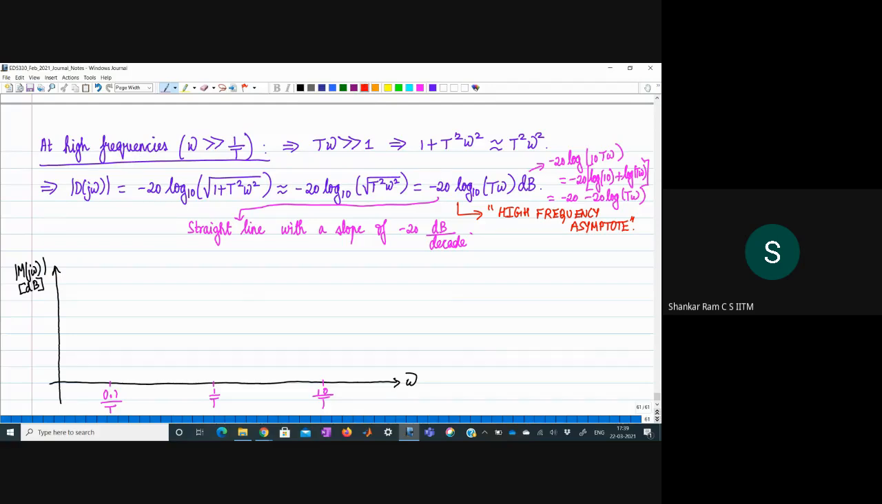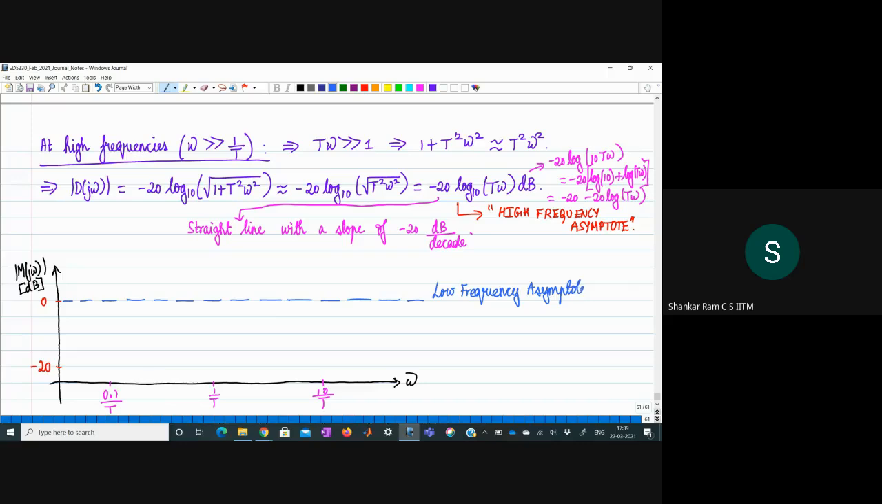Okay, and let me put a scale also. Let us say this is 0 decibels, and let us say this is minus 20 decibels. So now at low frequencies, I'm going to have 0 decibels as the asymptote. So if I draw this blue dashed line, I am essentially plotting the low frequency. I'm just exaggerating and extending it just to show that I am drawing the low frequency asymptote.